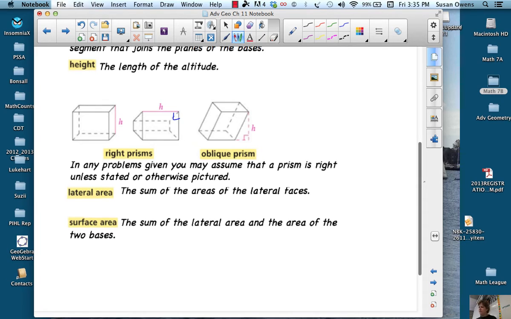Now, so we don't have to write it over and over again, right prism, right prism, in any problem, unless you are given that it's oblique, you may assume that it's a right prism.